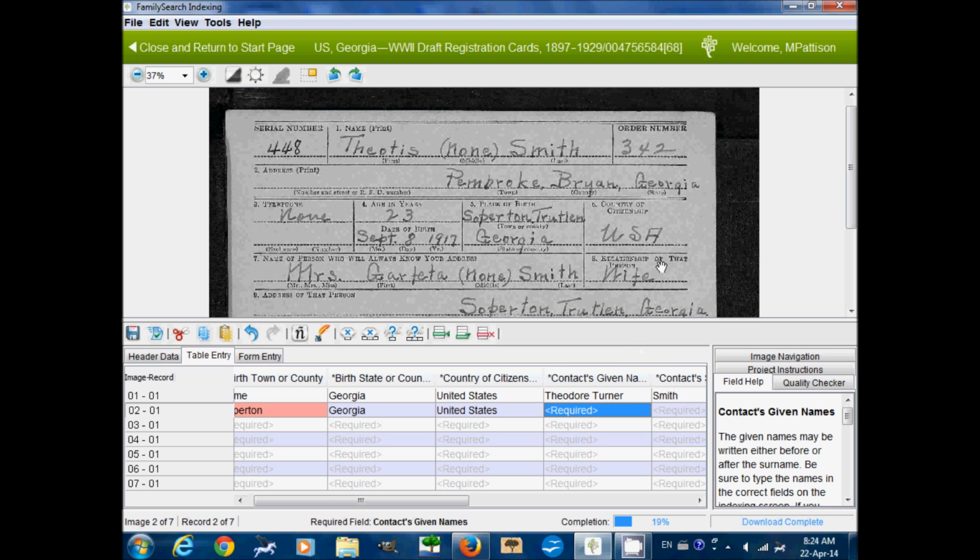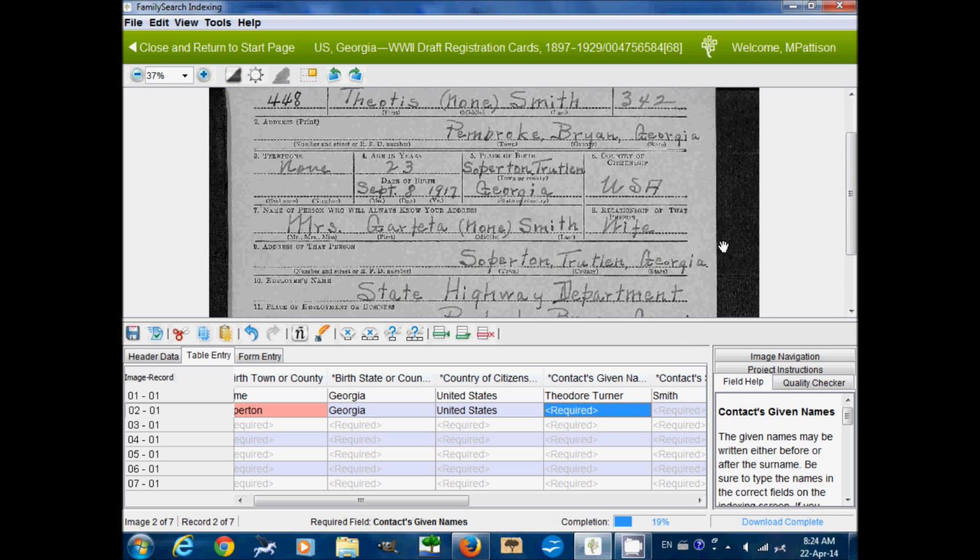Okay, now we come to the contact person, and there are two types of cards in this project, that is, two types of formats. This is the first type, so we have here the name of person, line 7, who will always know your address. First we need their given names. It looks like this says Gartita. Okay, and then none means she has no middle name. And then the surname, Smith. This Mrs. does not get indexed anywhere. There's no field for titles and terms.